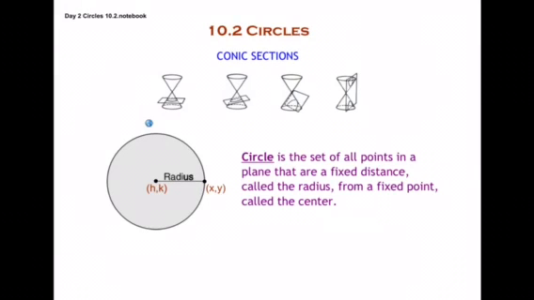Today we're going to talk about circles and conic sections. When we talk about conic sections, we are talking about two cones that are on top of one another, and the shapes they form if we cut them with a rectangular piece of paper. The first one we are going to talk about is circles.